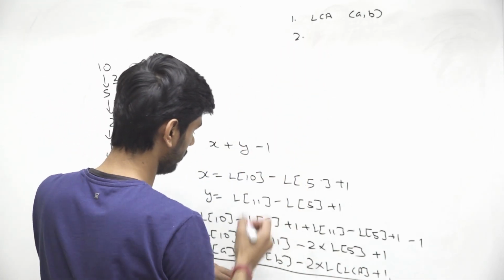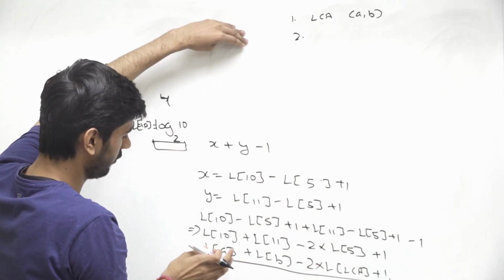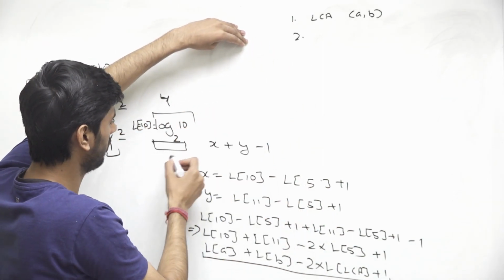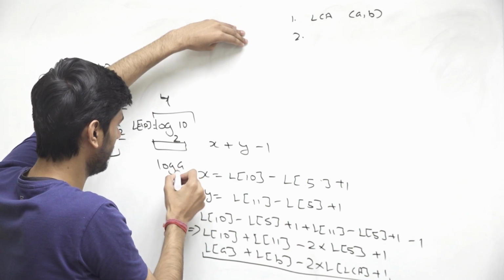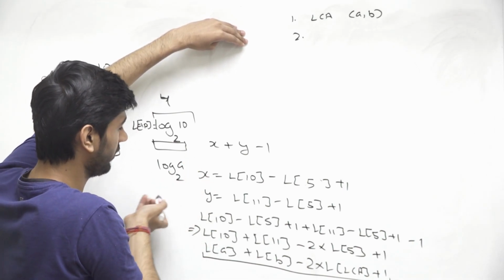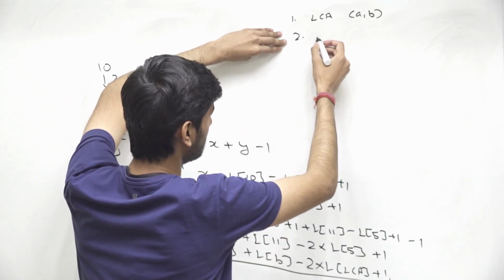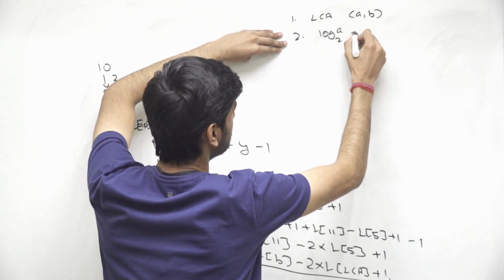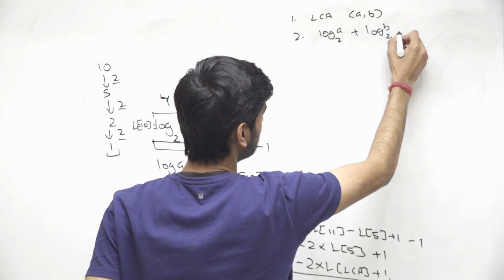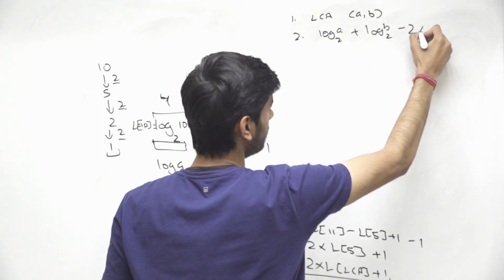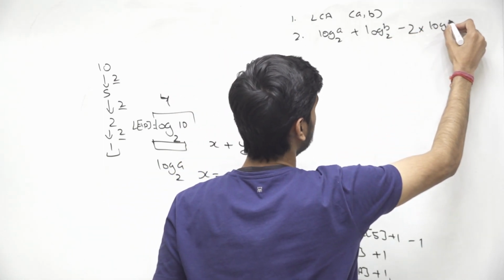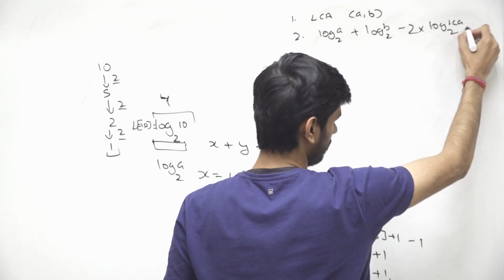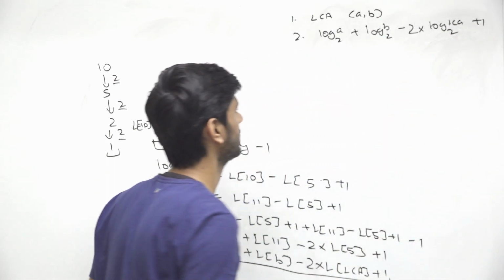So we have to use this equation, and for this equation we will use log. We can say that the level of A will be log of A base 2. After this we have to find out our answer, and our answer will be equal to log of A base 2 plus log of B base 2 minus 2 into log of LCA base 2 plus 1, right? This will be the answer.